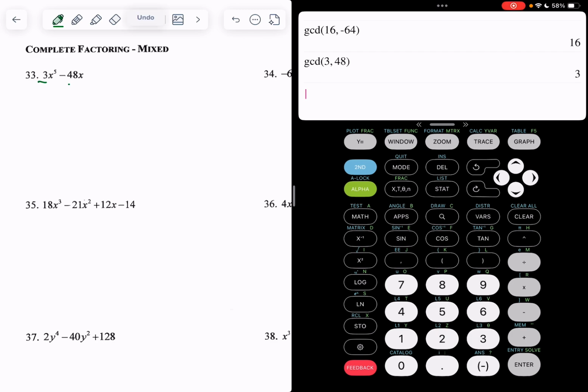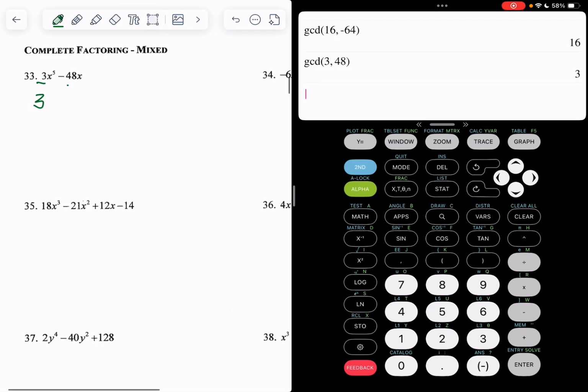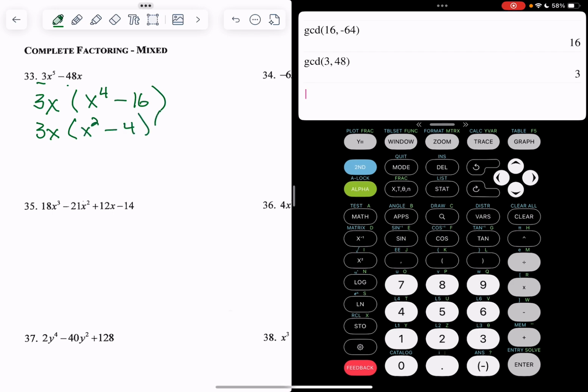The x's you have to know, there's no magical way. It's always the smallest exponent. So this has a greatest common factor of 3x. If we divide 3x to the 5th by 3x, we get x to the 4th. And 48 divided by 3 is 16, and the x cancels out. So now I have a difference of 2 squares again. This becomes x squared minus 4, x squared plus 4.